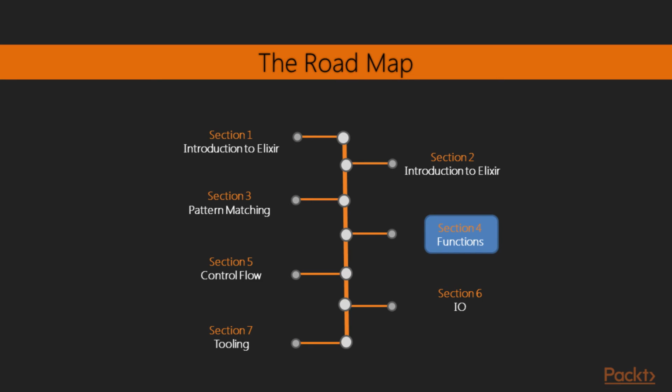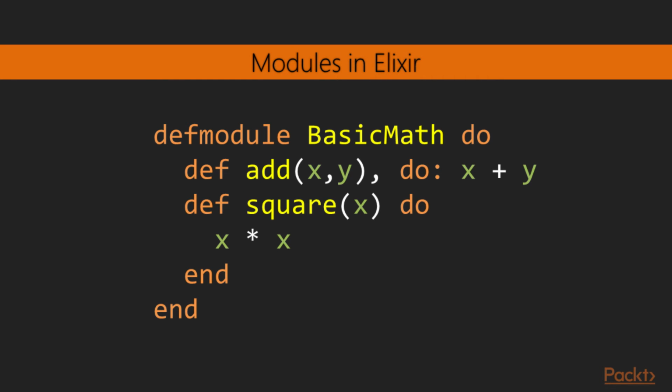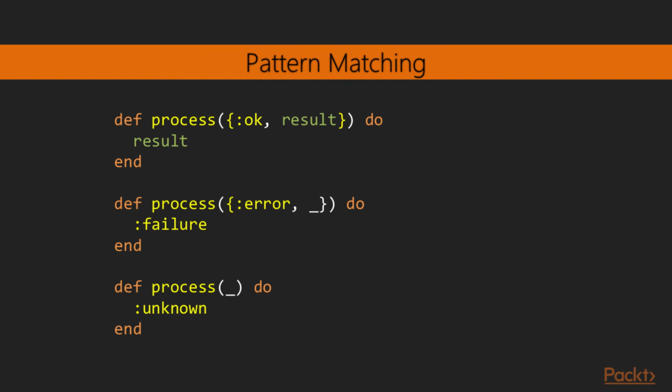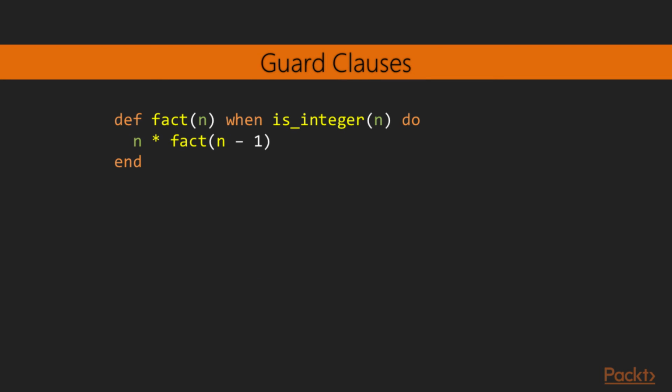In the next section, we will explore functions as a way to express reusable computation, how to group them in modules, and how to create anonymous functions that can be passed to other functions and encapsulated in data structures. You will also learn how to use the pipe operator to chain function calls and how to use function guards to restrict the usage of a function using conditions on its arguments.